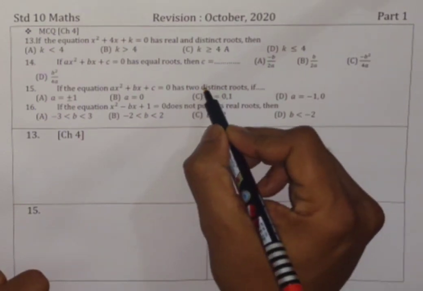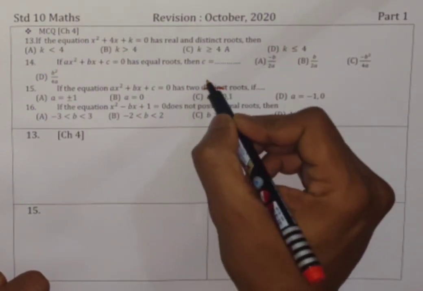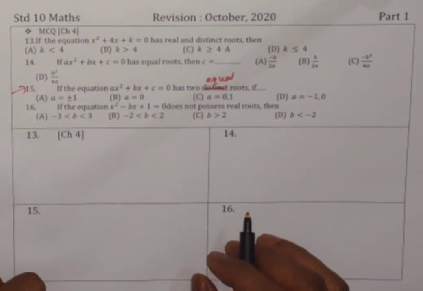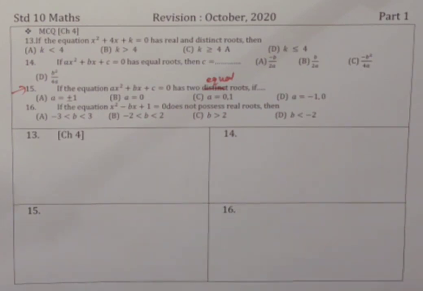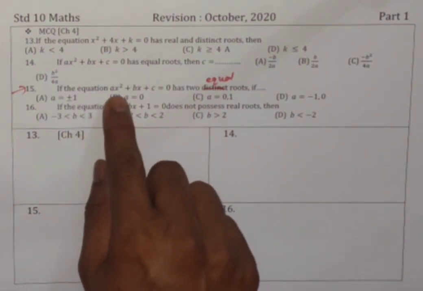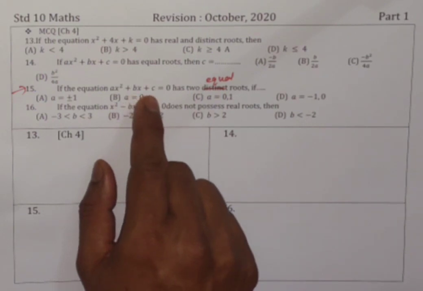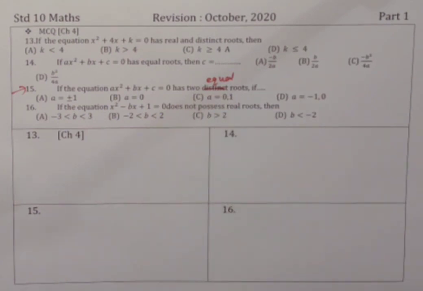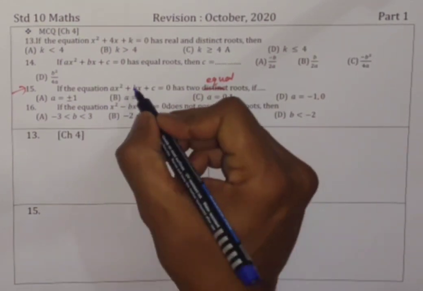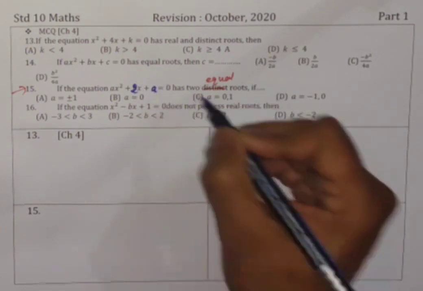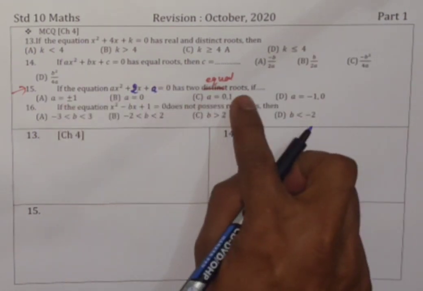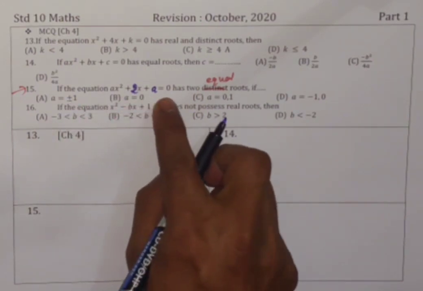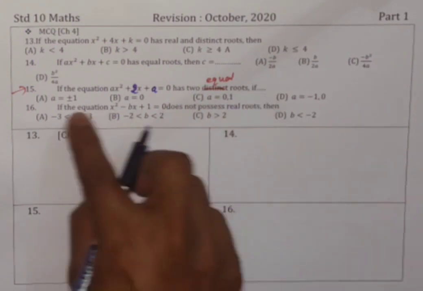And there's a little error here also. Instead of distinct, it should be equal. So there is a correction in the 15th one as well. Okay, children. So let's see. If the equation ax square plus bx plus c equal to 0 has two equal roots. Alright, actually there is a correction here also, it is 2 and this is a. So all these corrections are there in the statement. So if the equation ax square plus 2x plus a equal to 0 has equal roots, then one of these options.